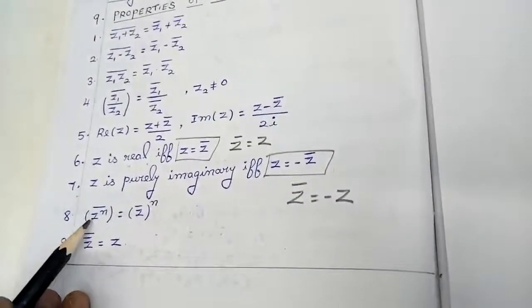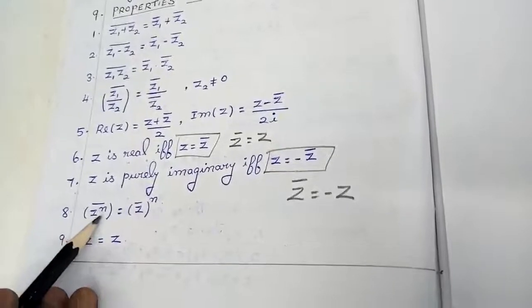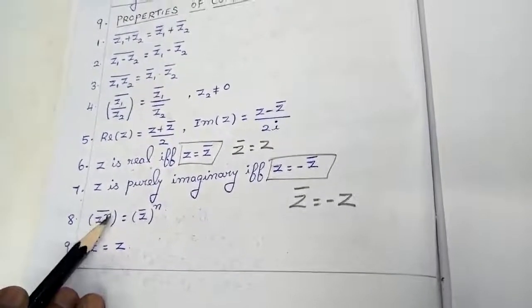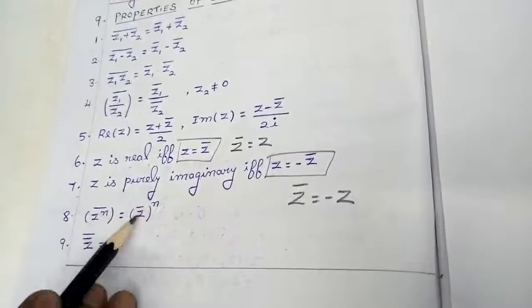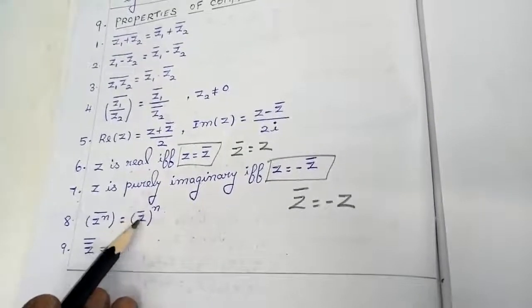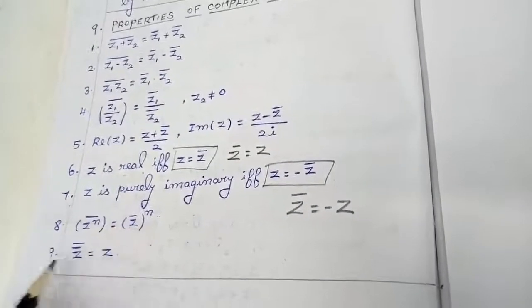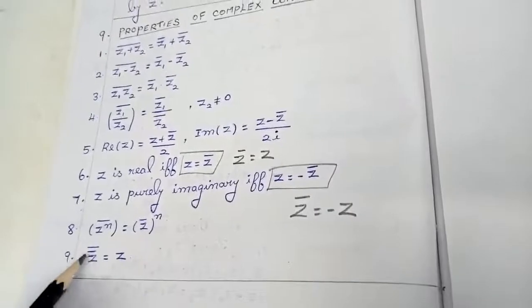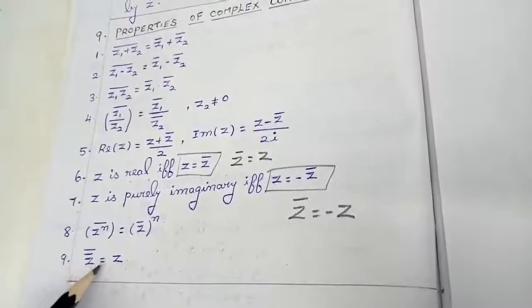Eighth one, z to the power n the whole bar means this power n can be taken out, that is z bar, z conjugate, whole to the power n. Ninth one, z double bar, double conjugate, is equal to z.